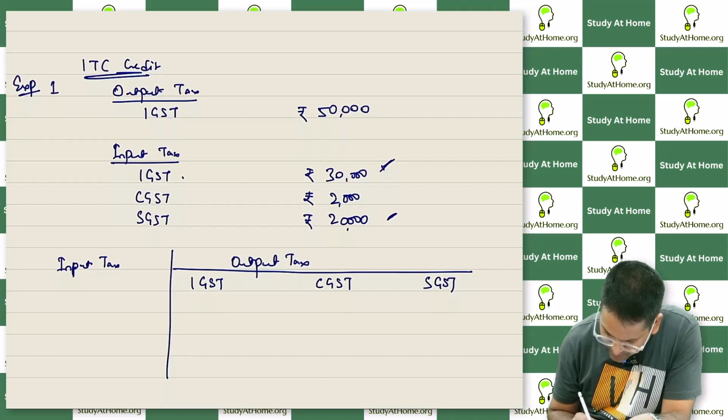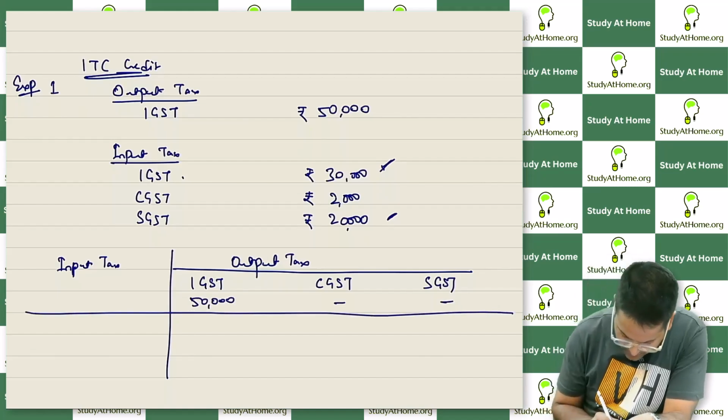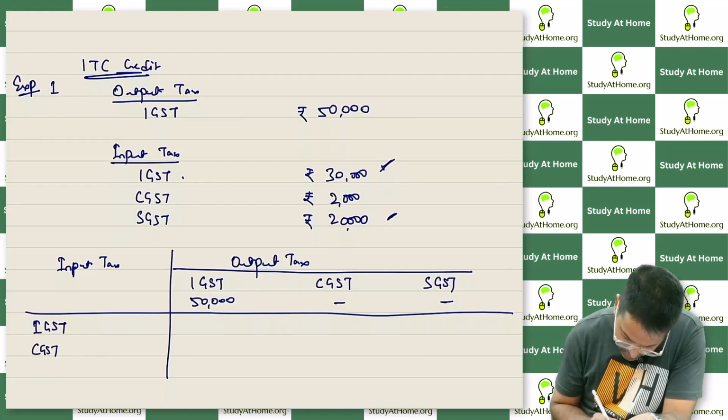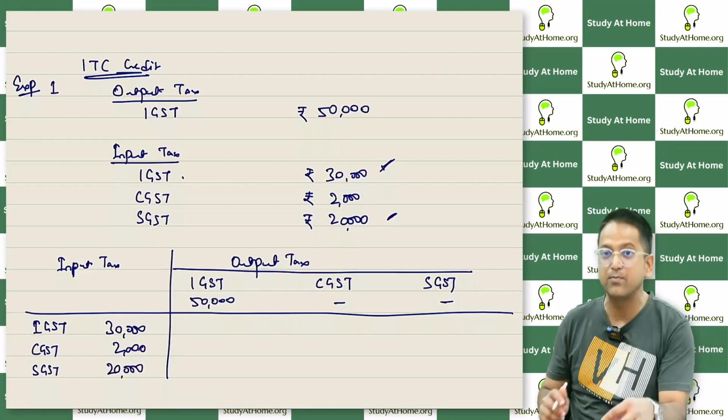Okay, first fill the output tax. The output tax has IGST of only 50,000 rupees. These are all nil. There's nothing, okay? Now we will draw a straight line here, and on this side we write the input tax: IGST, CGST, and SGST of input tax. How much amount is in this inner column? 30,000, 2,000, 20,000. Just try to memorize this in mind, that we will create the chart in the same way.